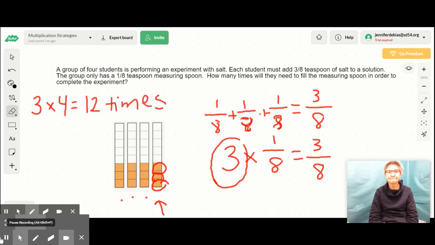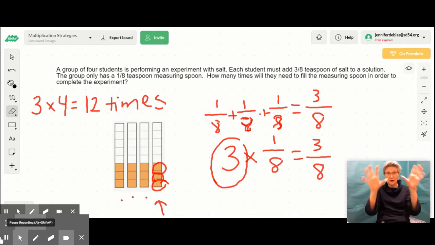Now let's make sure we answer the question and make sure that makes sense. So if I know that there's 4 students, 3/8 of a teaspoon each student would fill it 3 times. There's 4 students, that makes sense. I answered the question. They would need to fill their measuring spoon 12 times.